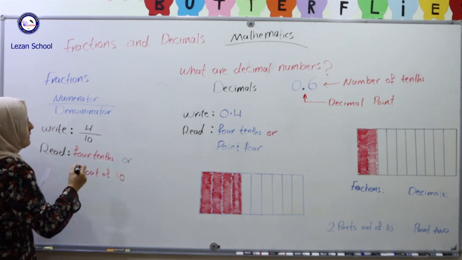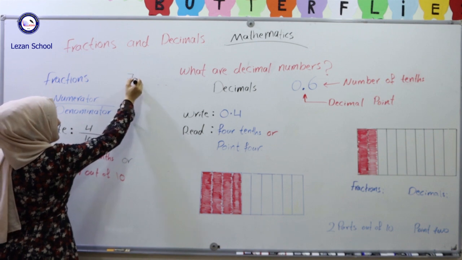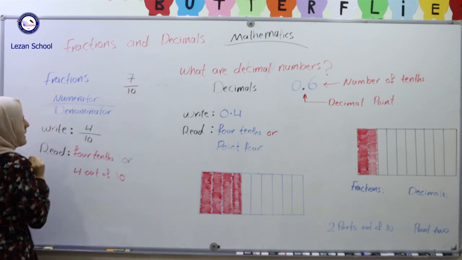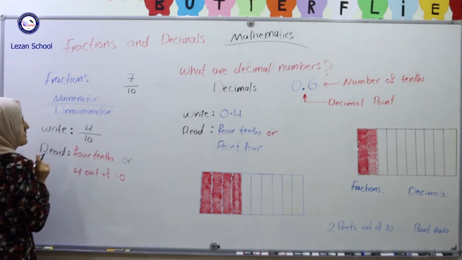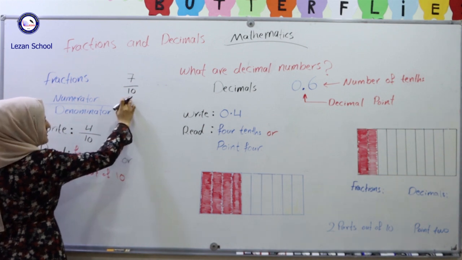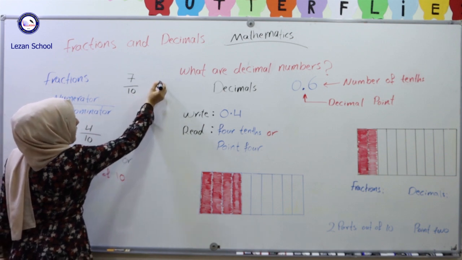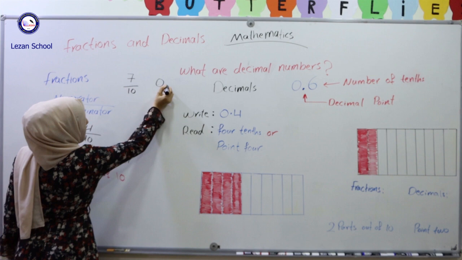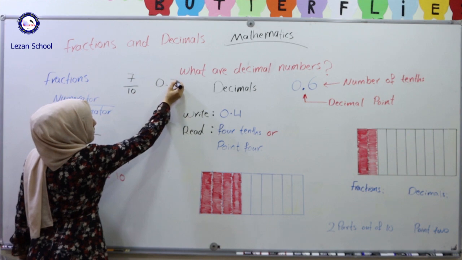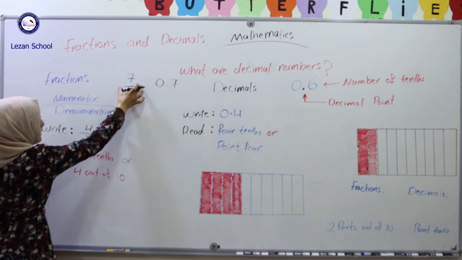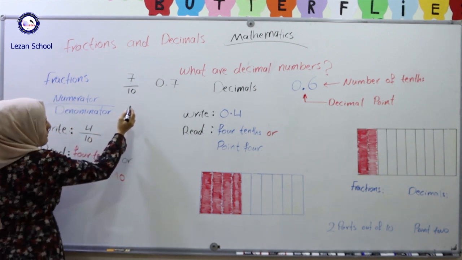For example, if I have the fraction 7 over 10, and I ask you to convert this fraction into decimals, you say every time we have 10. So if I write this as a decimal number, I have to write 0 point. What's our numerator? Our numerator is 7. So 0.7. This number is the fraction number. This is the decimal number.